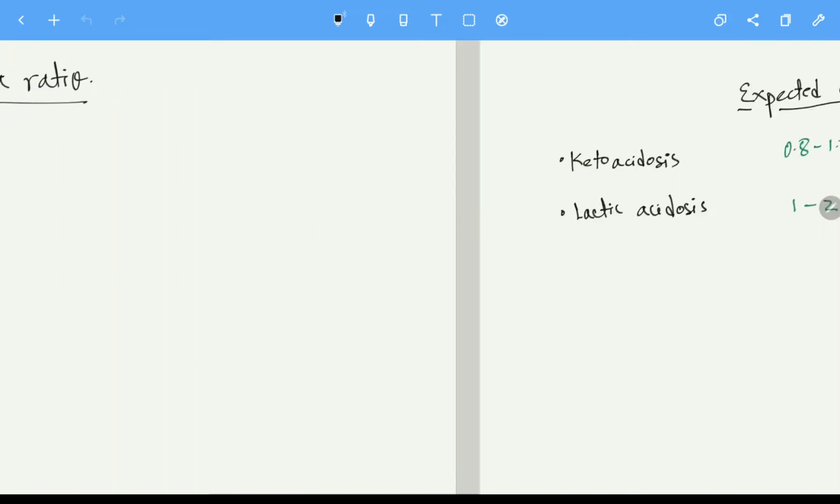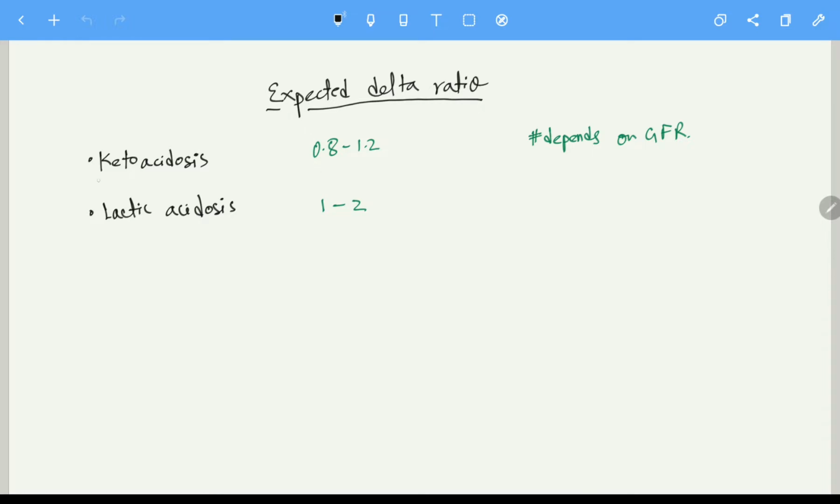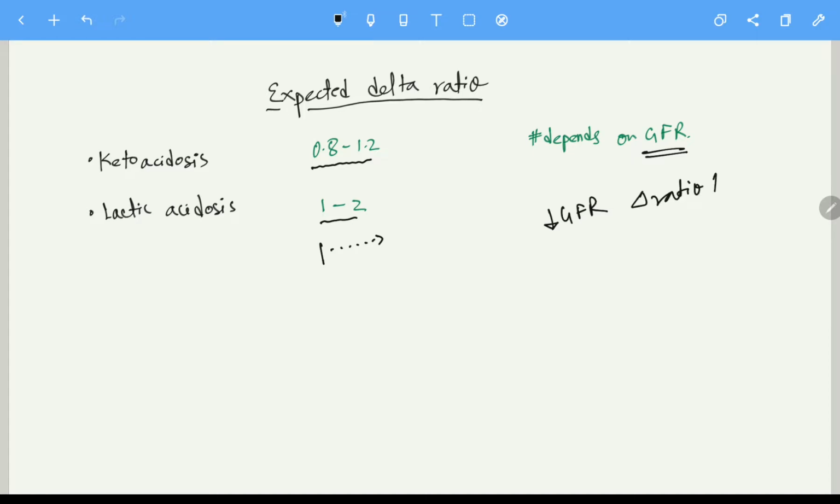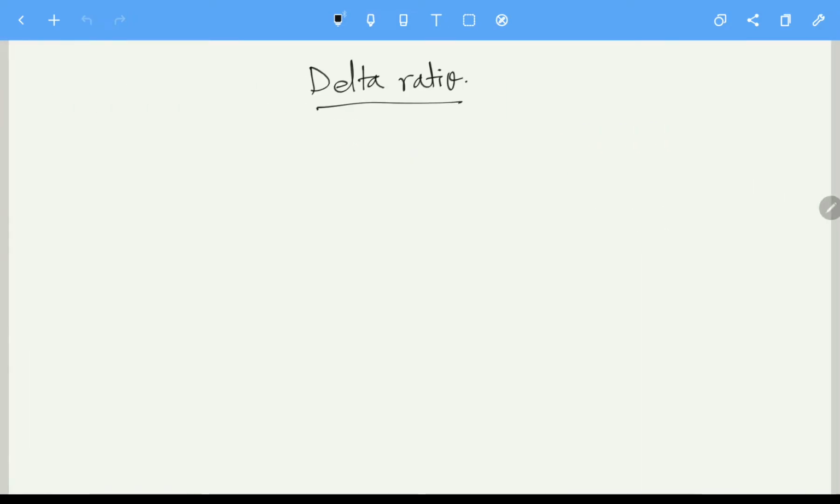We have calculated this ratio and we have seen that in ketoacidosis, like diabetic, alcoholic or starvation, it is 0.8 to 1.2, and in lactic acidosis it is 1 to 2. So it starts as 1 and then, as time goes by, it increases. Also this delta ratio depends on GFR, because if GFR is decreased, renal clearance is less, so there will be more buildup in our blood of various unmeasured anions that are normally excreted by the kidney. They will increase, so the anion gap will increase. So if the anion gap is increasing, the delta ratio will also increase in decreasing GFR.